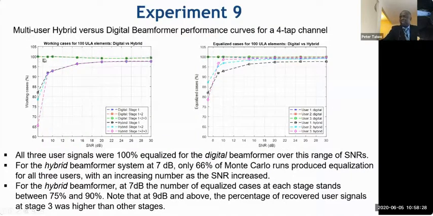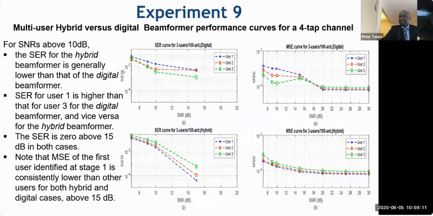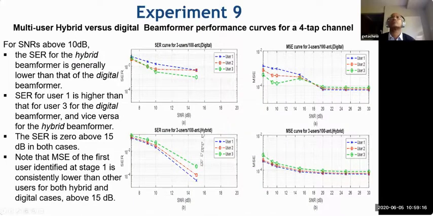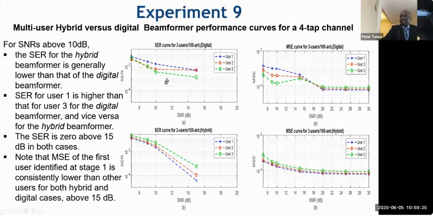So we notice that we have working cases whereby all signals are equalized for the digital beamformer to be 100%, and that of the hybrid beamformer is a case where all of the users' signals are equalized to be around 6% at low dBs. But as the SNR increases to a higher dB level, we have a constant performance of just 3% less than what we have for the digital beamformer. We also examined the SCR and the MSC between the digital beamformer and the hybrid beamformer for this experiment, and we see that the SCR for the hybrid beamformer actually starts to reduce far more than that of digital at dB levels higher than 10.